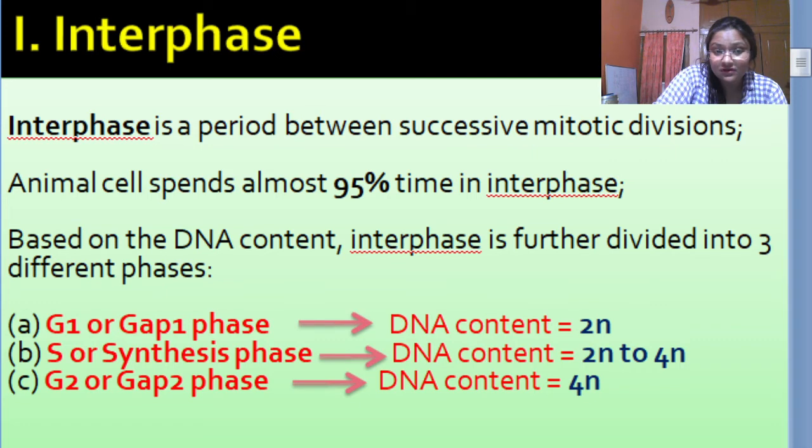But in synthetic phase or S phase, DNA content duplicates, as we know DNA replication occurs. So during S phase, because the DNA is still being duplicated, the DNA content is between 2N to 4N. After 2N it becomes double, which is 4N. G2 phase or GAP2 phase has DNA content equal to 4N. Now the entire DNA has been replicated, so the total DNA content here is 4N.